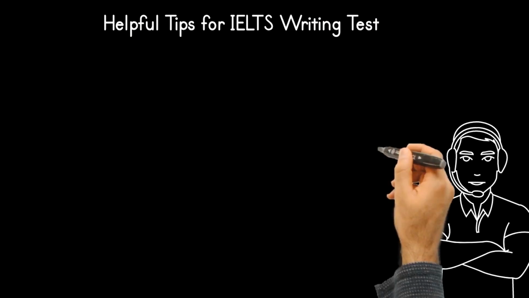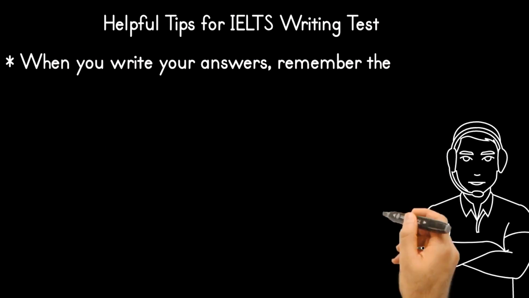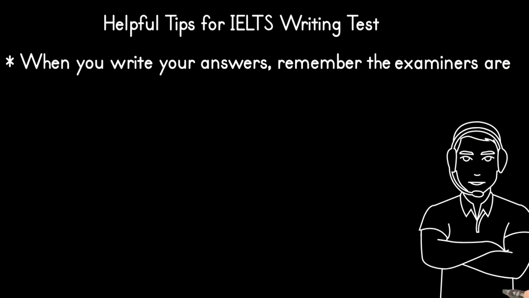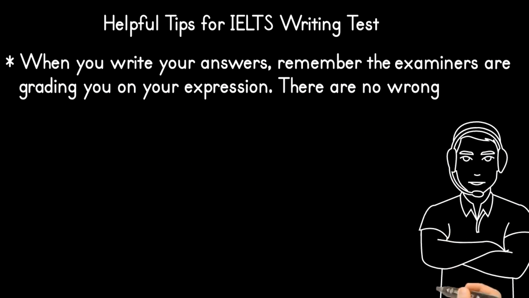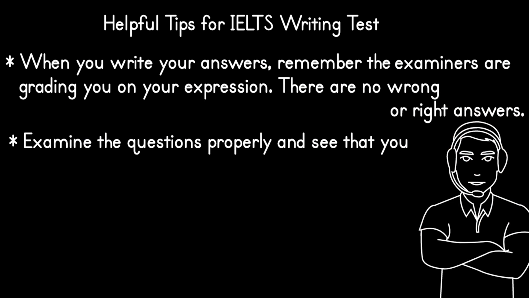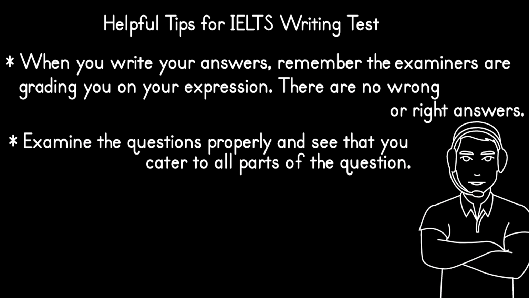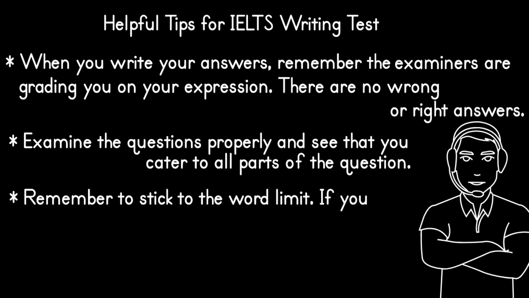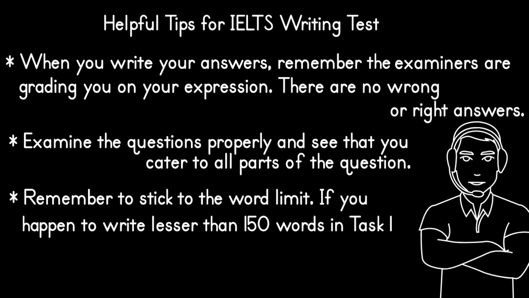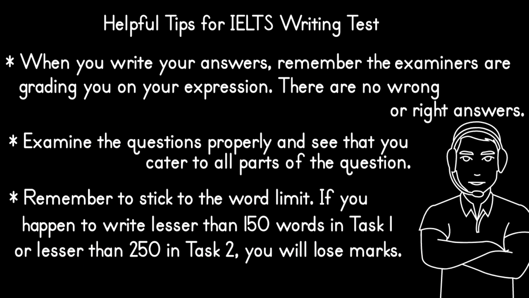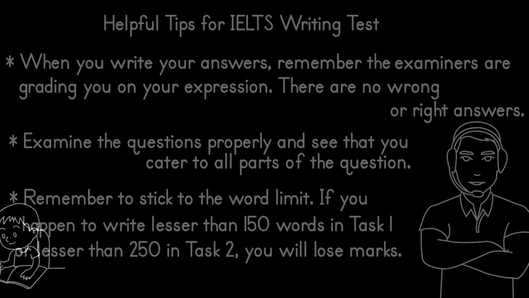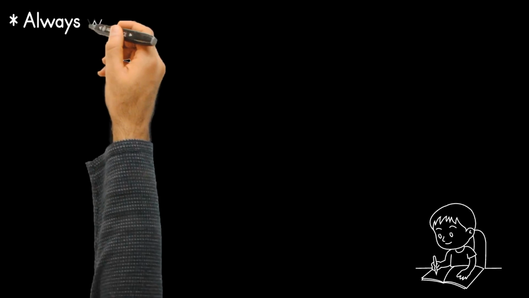Helpful tips for the IELTS writing test. When you write your answers, remember the examiners are grading you on your expression. There are no wrong or right answers. Examine the questions properly and see that you cater to all parts of the question. Remember to stick to the word limit. If you write fewer than 150 words in Task 1 or fewer than 250 in Task 2, you will lose marks. Always write the answers in your own language.